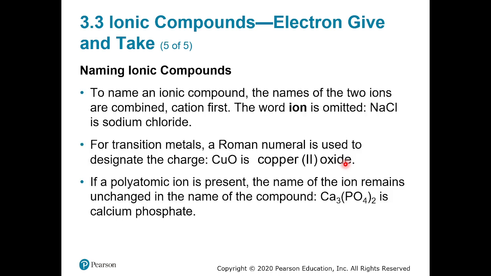All right, so let's talk a bit about naming ionic compounds. To name an ionic compound, the names of the 2 ions are going to be combined. You'll put the cation first. The word ion is going to be omitted because it's obviously going to end up being an ion. We just don't need to say that. Scientists are lazy. We need to communicate quickly, right?